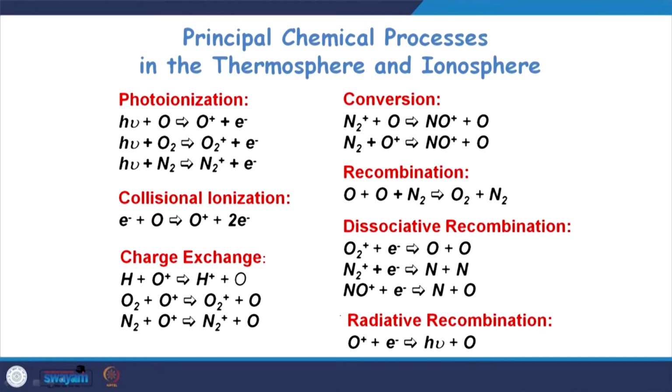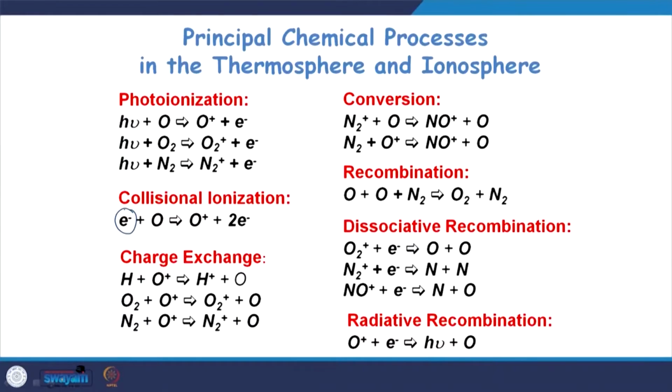If you look at the principal chemical processes in detail in the thermospheric and ionospheric system, the basic processes are photoionization, which means an incoming photon ionizes an atom or molecule or dissociates a molecule. An incoming photon, if it has a sufficient amount of energy, may ionize an atom or molecule. This process is called photoionization. Collisional ionization is the one in which an ion species collides with a neutral species and transfers the charge onto the neutral species.